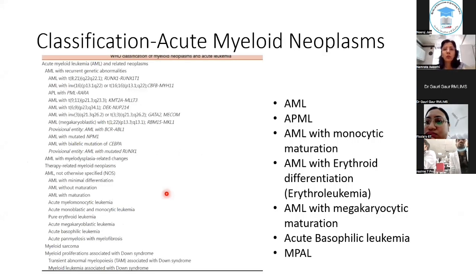As far as classification of acute myeloid neoplasms is concerned, AML has been classified into AML with recurrent genetic abnormalities, then AML with myelodysplasia-related changes, then therapy-related myeloid neoplasms, and AML not otherwise specified, myeloid sarcomas, and myeloid proliferation associated with Down syndrome. This has been revised in the fifth edition, but on flow cytometry, what you can actually make out is whether the neoplasm is an AML or an acute promyelocytic leukemia, or AML with monocytic maturation, AML with erythroid differentiation, AML with megakaryocytic maturation, acute basophilic leukemia, or a mixed phenotype acute leukemia.